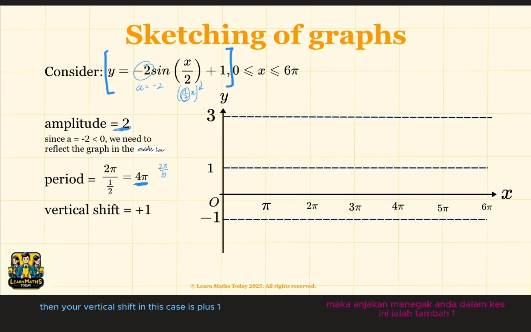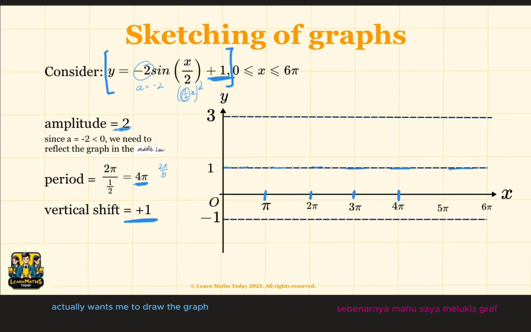Then your vertical shift in this case is plus 1. So because the vertical shift is plus 1, we add 1 from 0, so your middle line will be at y equals 1. Then again, label your critical points. Your critical points will be based on your period, which is 4 pi. Then divide 4 pi by 4 to get pi. Then pi plus pi to get 2 pi. Pi plus pi plus pi to get 3 pi.